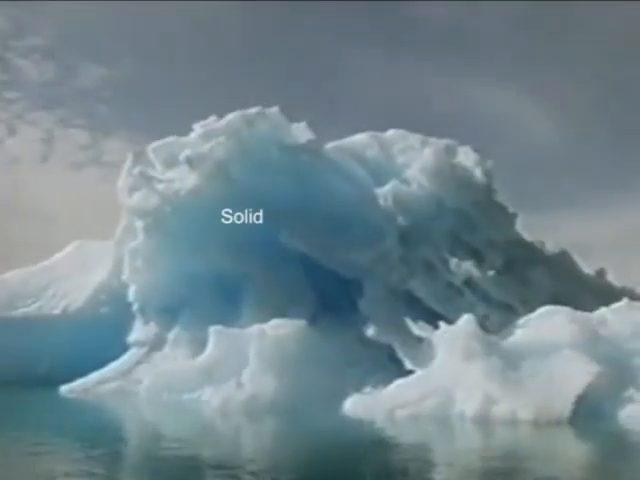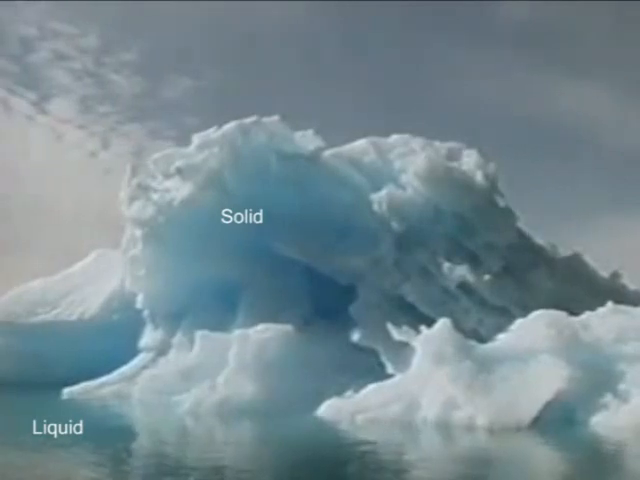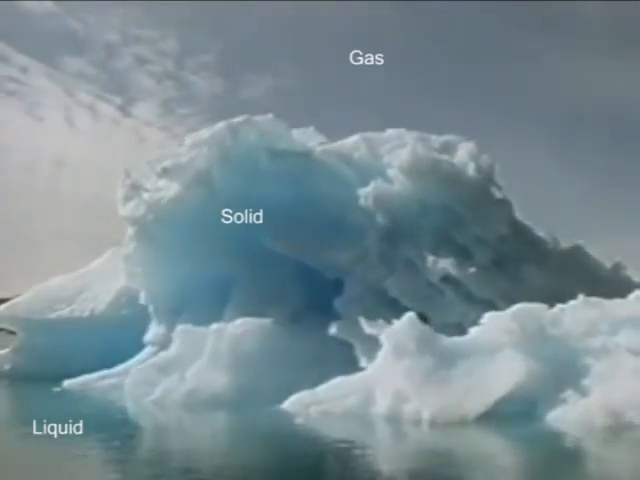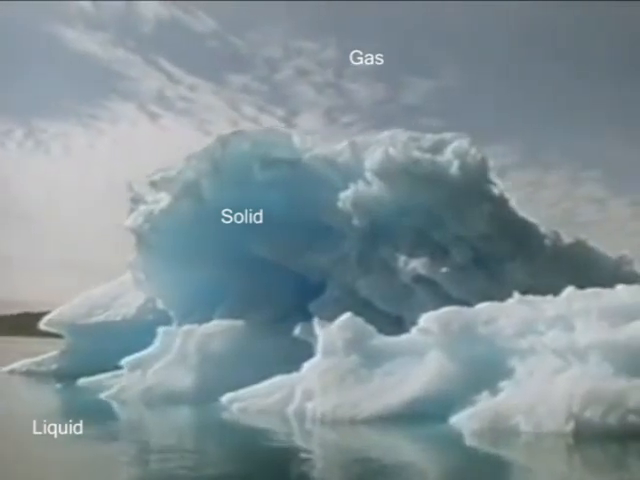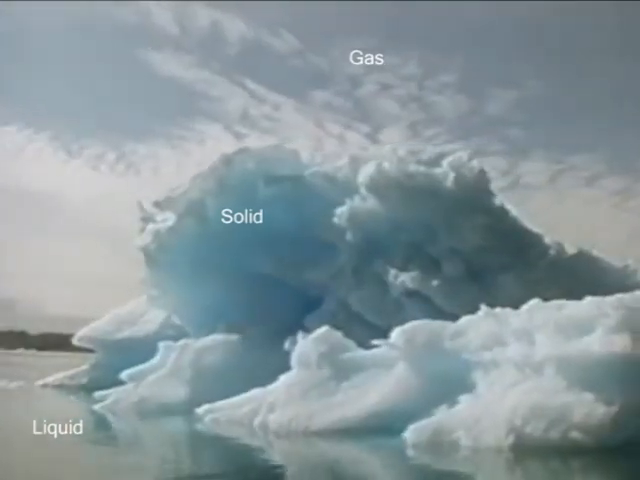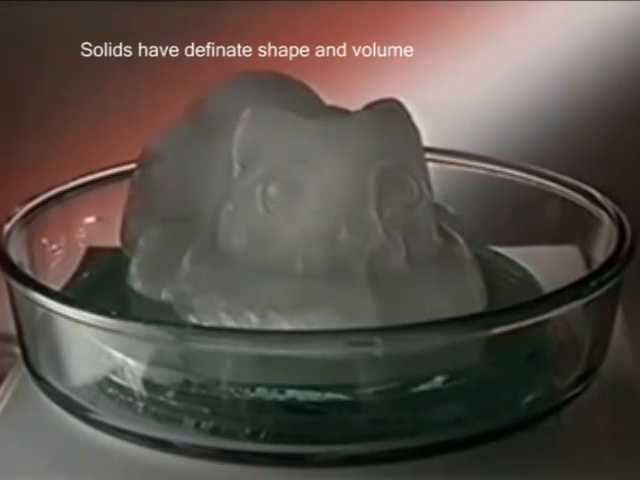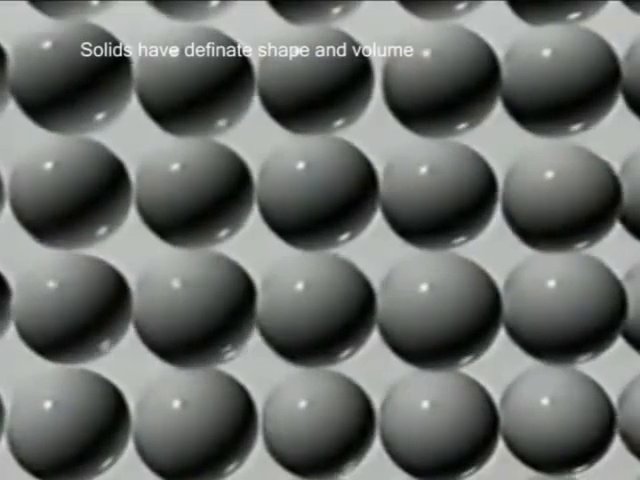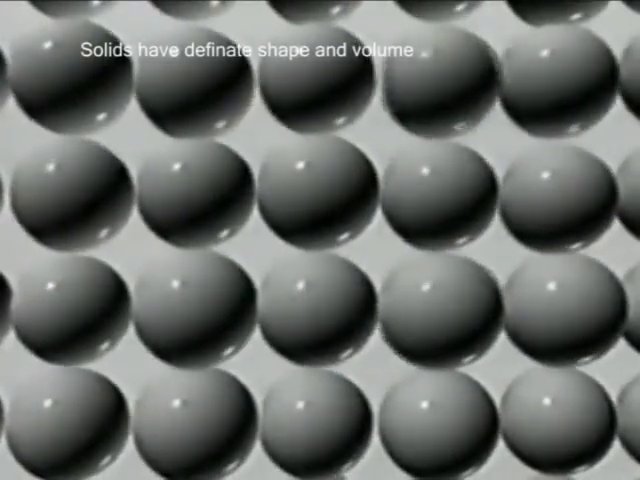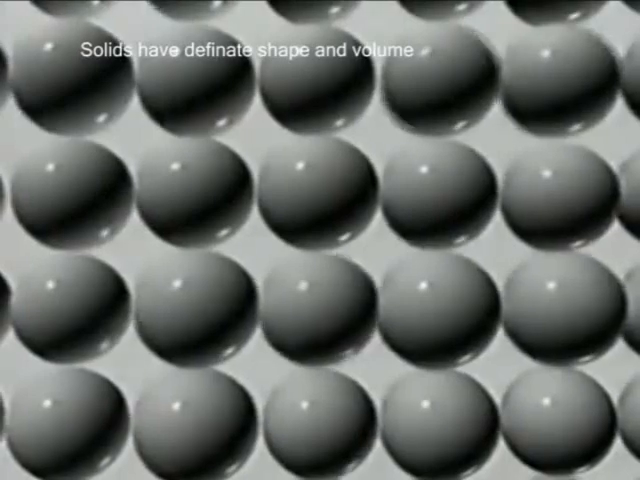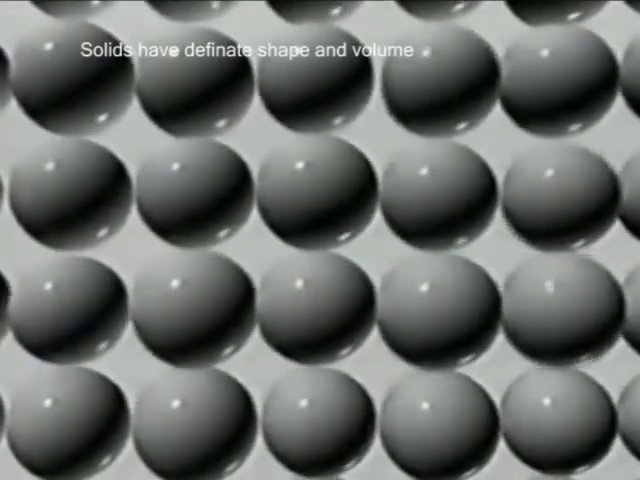If you consider water, in the iceberg, water is solid, in the sea, it's liquid, and in the surrounding air, it's a gas. Solid, liquid, and gas are the three states of matter. Solids have definite shapes and volumes. In solids, the particles are in a fixed framework. They are held close together by strong cohesive forces, and they vibrate within these fixed positions.